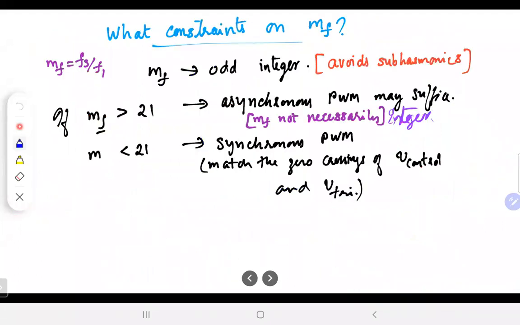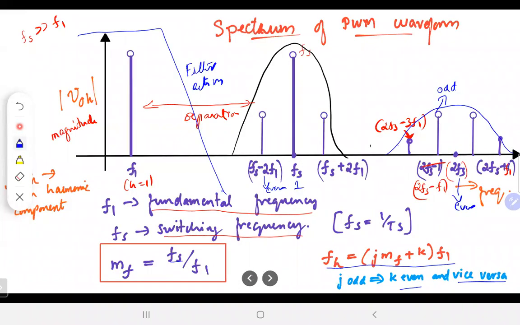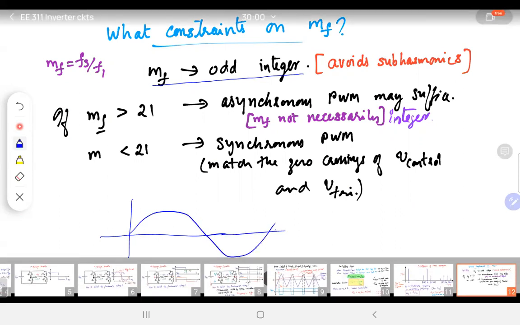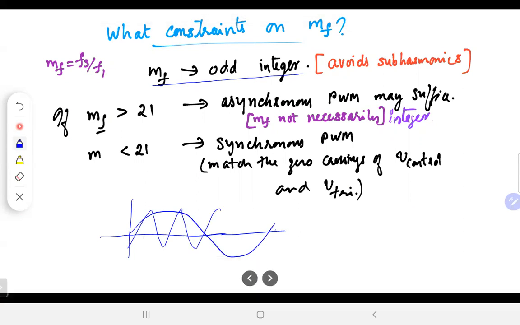What is the constraint on mf? Do we have to look at the ratio in a particular manner? We assume that mf is an odd integer to avoid subharmonics. Why do we say so? Because if I have a waveform which is like this, and some other waveform which is like this, and let us say this is at 50 hertz, and the other is at 170 hertz, or let us say 270 hertz or something, what would happen?